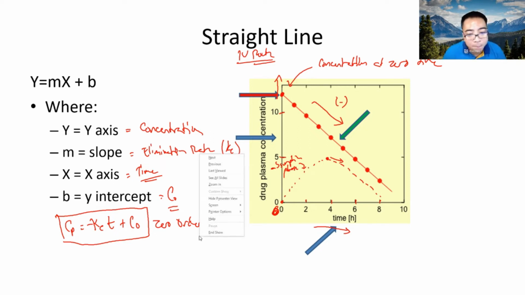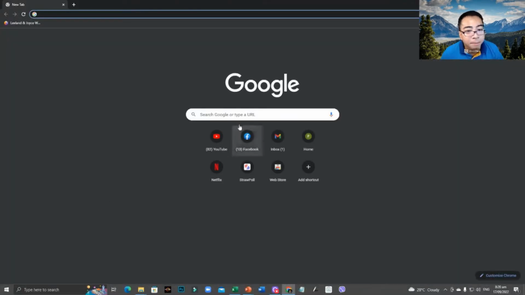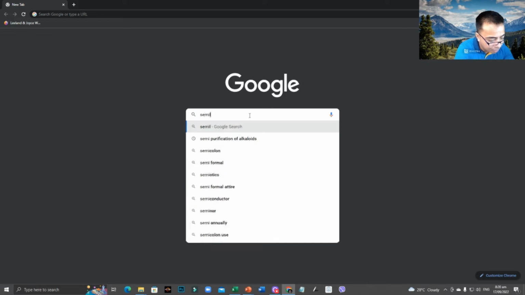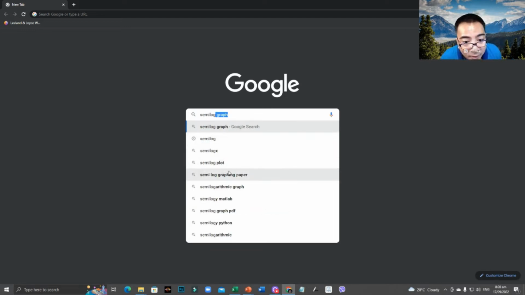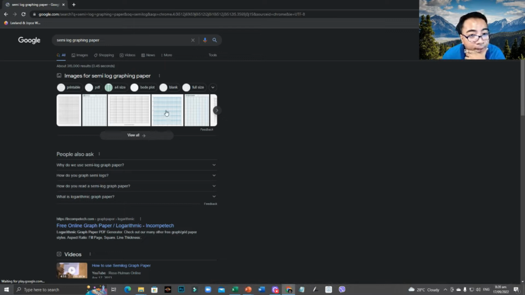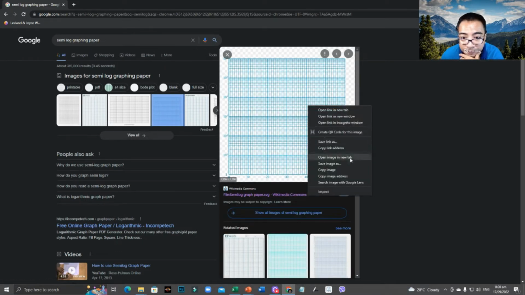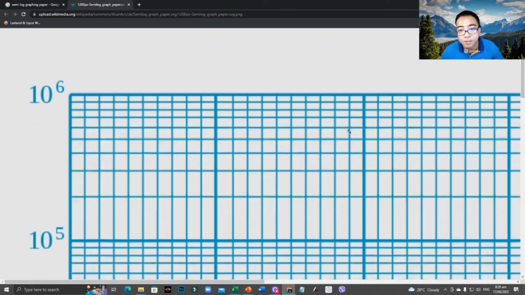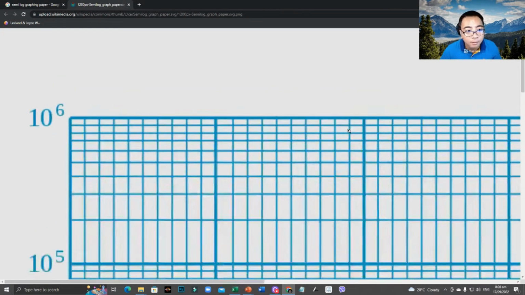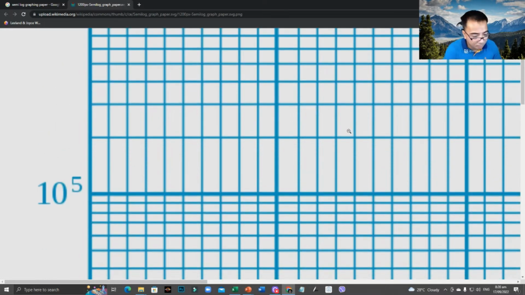Now, what about kung yan ay gagawin nating first order process? So sabi natin, class, sa first order process, we plot our data in a logarithmic paper, semi-log paper. So let me just show you what a semi-log graphing paper looks like. Okay? So it looks something like this, class. Alright? Oops, ang laki pala nito.